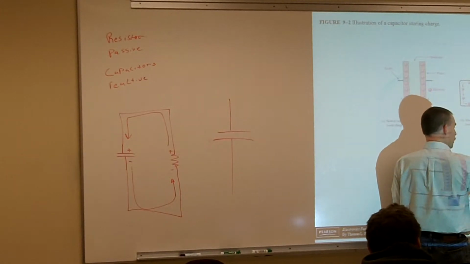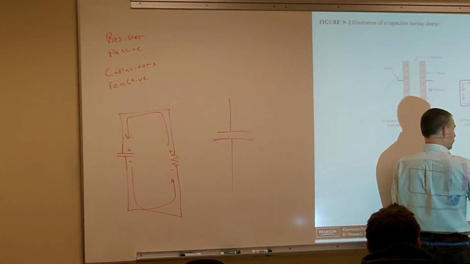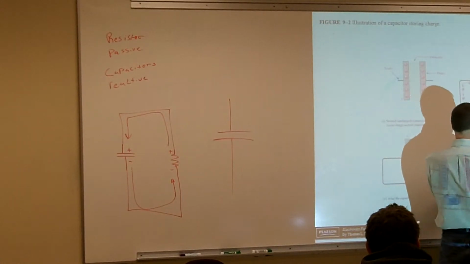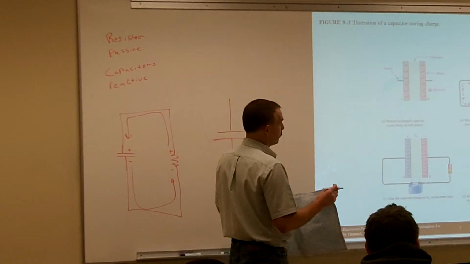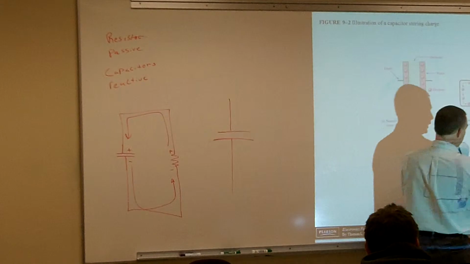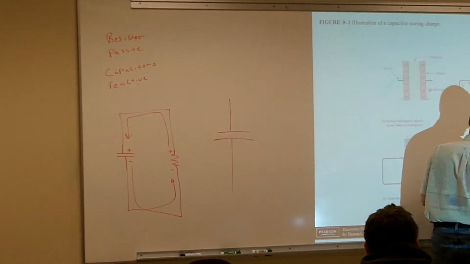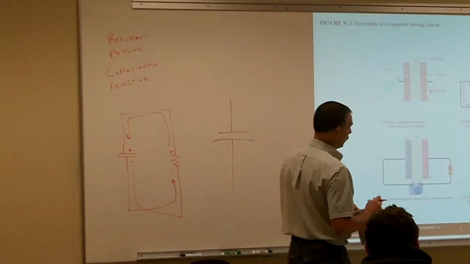But there's no place for them to go. There's no conduit for them to go from one side of the plate to the other. And so they're being held together by their attraction to each other, because remember, the electrons are trying to seek the protons, and the protons are trying to seek the electrons. They're just going to hold themselves in place on those plates, and that's going to hold us a charge.